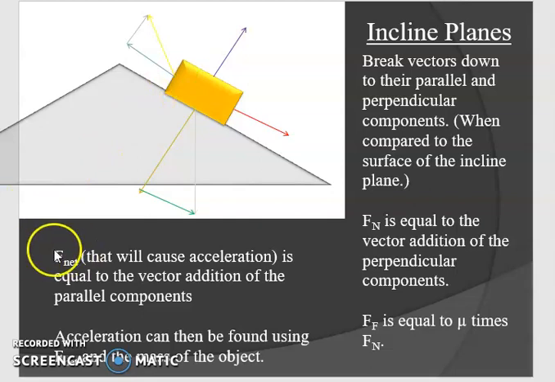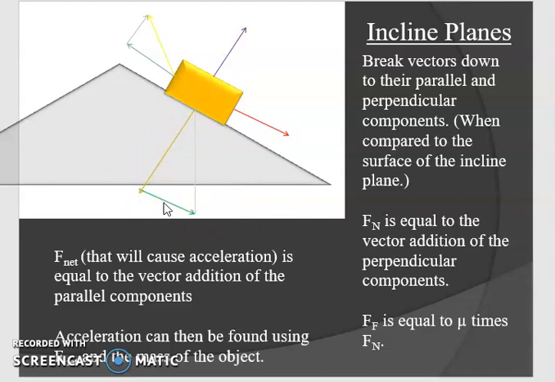So what I point out on this is a couple things. One, this downward vector right here is mass times gravity. So mass times gravity always acts straight down. Now as a result, this mass times gravity has a component that is perpendicular to the surface of the inclined plane, and it has a component that's parallel.